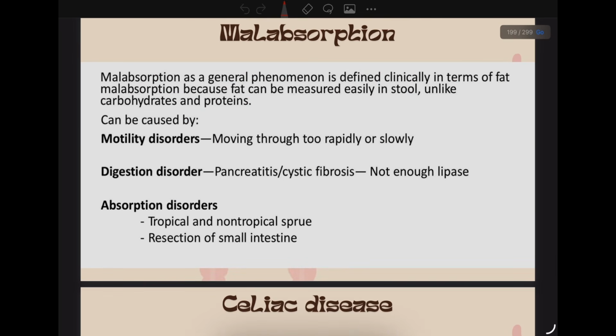Malabsorption is when you can't absorb well. When does that happen? If you have a problem with motility, so if the food is moving too fast, you will not have enough time to digest, absorb, do all of that. Or if there are digestion problems, which means that you don't have the enzyme responsible for this. This causes what? Malabsorption.